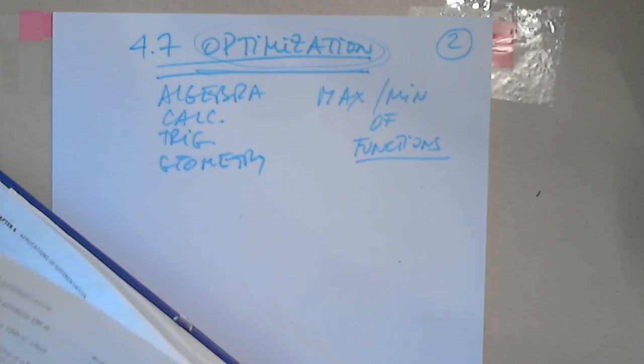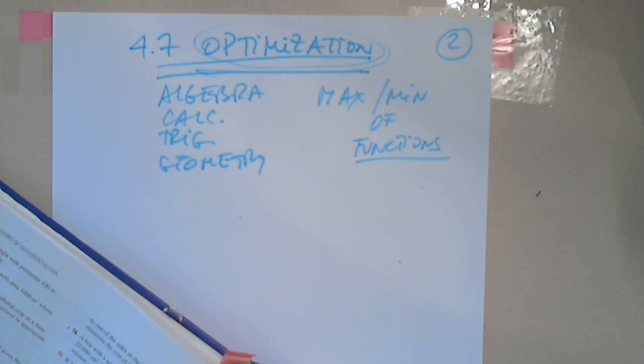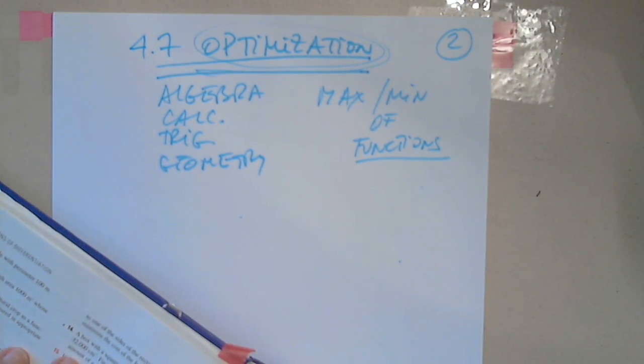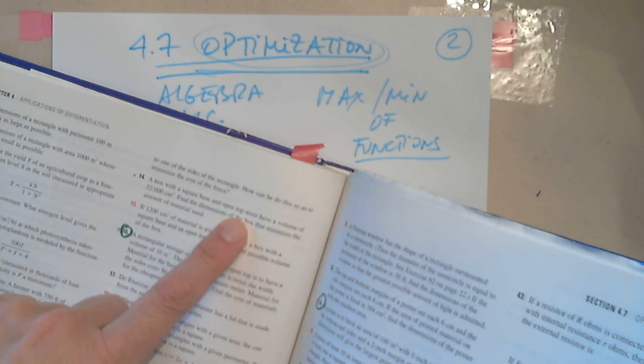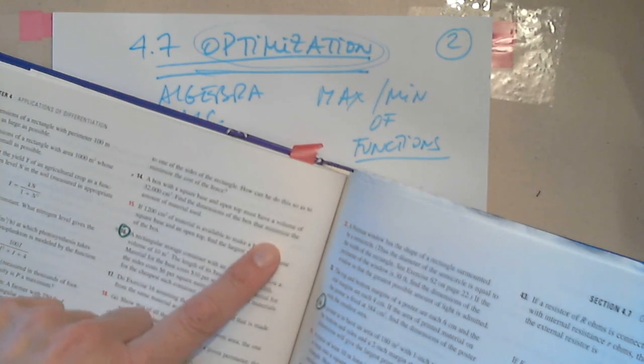On page 332. Okay, so let's take a look at a box with a square base. Number 14, page 332, I'm going to write it down in a minute. A box with a square base and open top must have a volume of 32,000 cubic centimeters. Find the dimensions of the box that minimize the amount of material used.